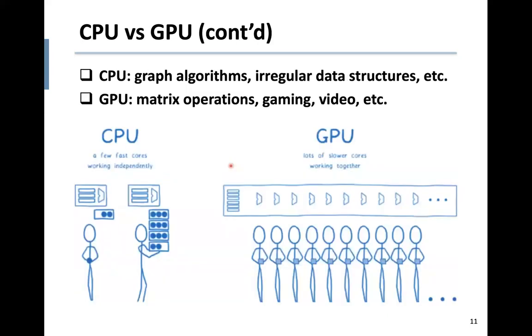Probably it's easier to understand the difference between CPU and GPU using this cartoon. Because of this architecture, CPU is very good at running graph algorithms, irregular data structures, and anything that requires dynamic branching and lots of control flow. GPU, on the other hand, is very good at computing regular patterns, such as matrix operations, gaming, video processing, and other applications that heavily rely on linear algebra, because most of these applications apply the same instruction to a bunch of data. For example, multiplying two vectors, adding two vectors, and so on.